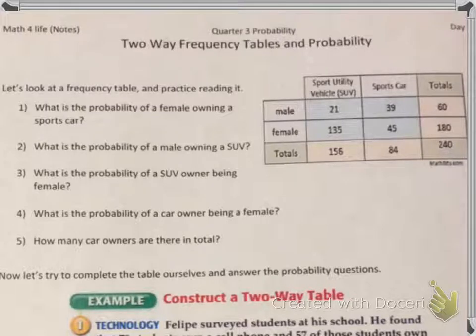So the very first thing we're going to do is take a look at this probability table, or this frequency table, and just look at what it's telling us. If we're looking across this row, we're talking about males, and then we're also talking about females. If we look at the other direction on our frequency table, we would be looking up and down, which is the number of people who own SUVs, and then the number of people who own sports cars.